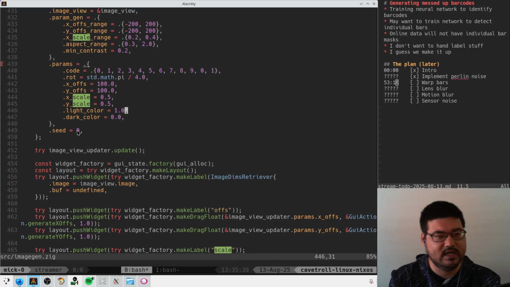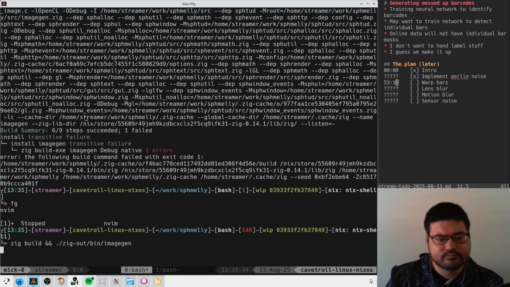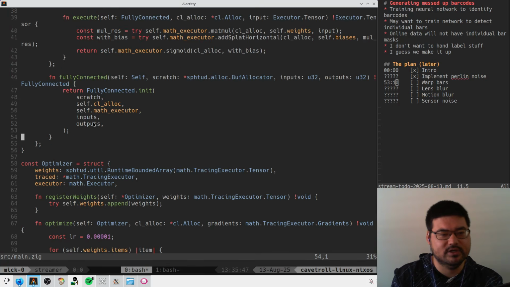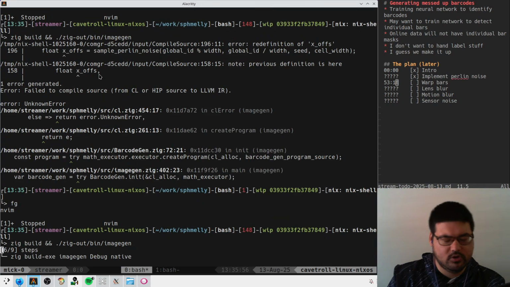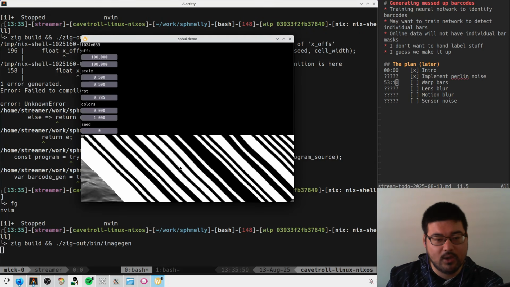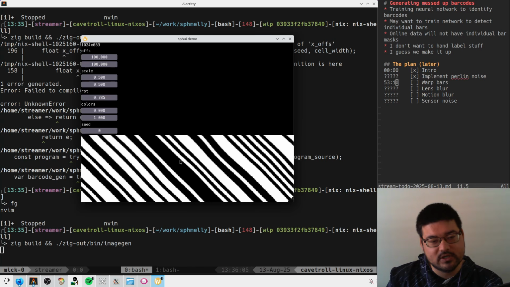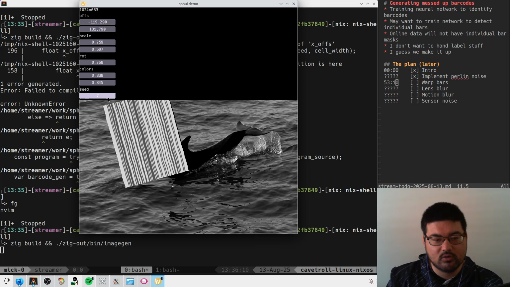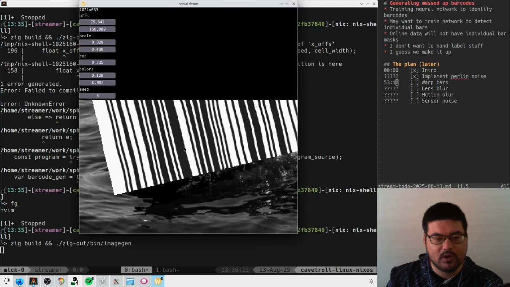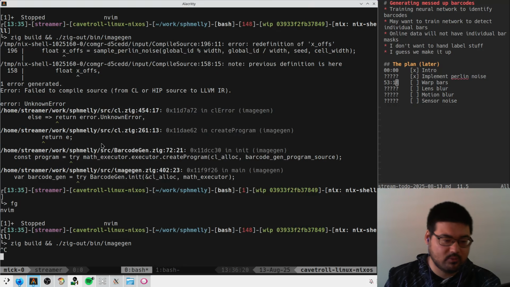I think this has to set initial Perlin C to 0. This is upset because there's a redefinition. Damn it. Everything's so hard. We should have smaller scopes. But we do see some sort of waviness here, which is pretty hype. You can imagine that this is like a barcode on some sort of crinkly surface. So we probably want a parameter for how much we want to do this. But this is definitely starting to look like what I wanted.